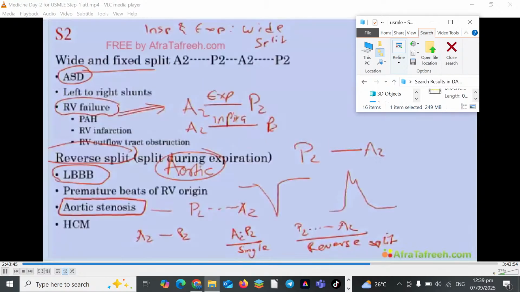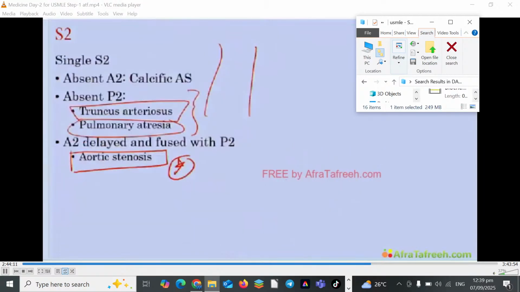So what this tells you is, when you are hearing a reverse split, you know that this is severe aortic stenosis. This is not mild or moderate aortic stenosis. So this examination per se not only tells you the diagnosis, but also helps you stage the condition. When you can stage a particular condition just by hearing it, it becomes very important. Are we clear with the first and the second heart sounds? Do you have any questions regarding that?